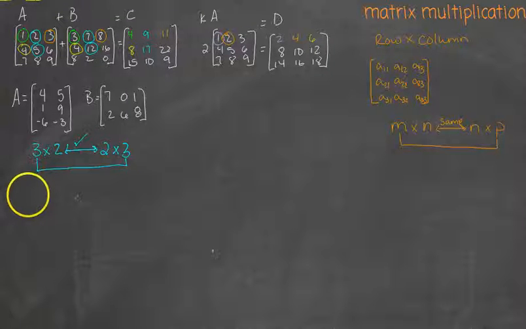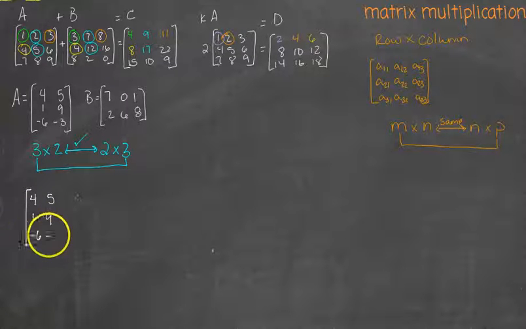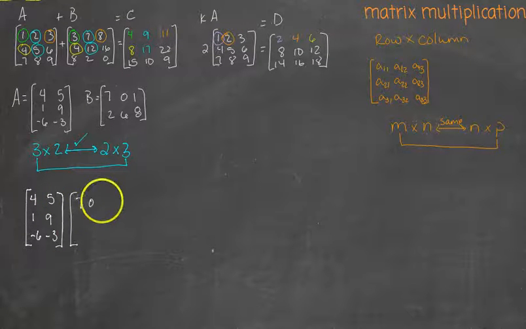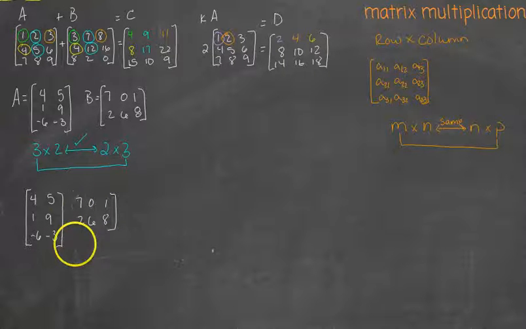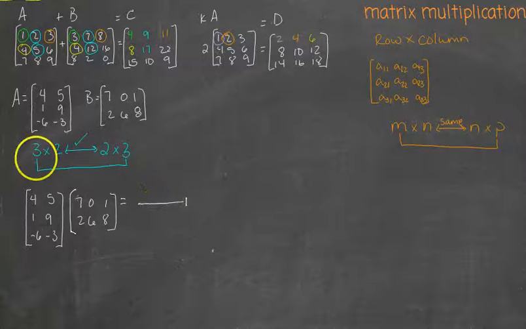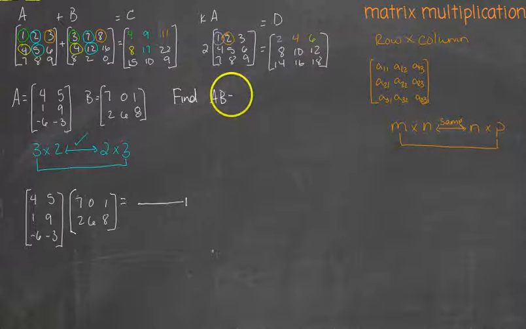So since I know I can multiply them, I'm going to rewrite it. 4, 5, 1, 9, negative 6, negative 3 times 7, 0, 1, 2, 6, 8. And I know that my result is going to be a 3 by 3. So I'm going to have an element in my outcome, in my C matrix. Let's say A times B equals C.